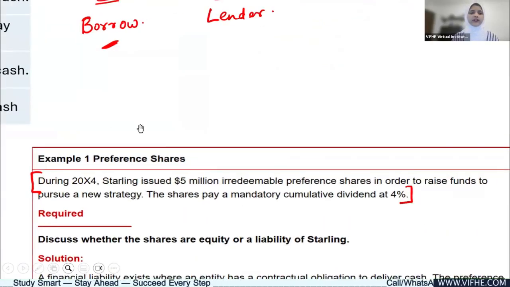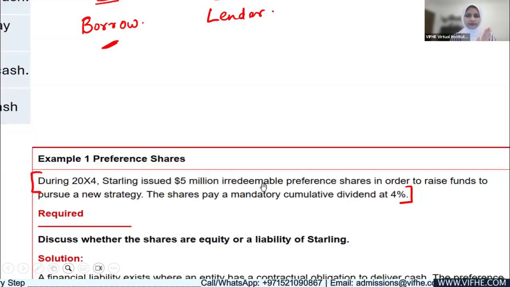During 20x forms, Starling issued 5 million irredeemable preference shares. When you read the word irredeemable and you read shares, you'll be like, oh, they are irredeemable preference shares, they will be equity. But no, you'll read all the clauses.